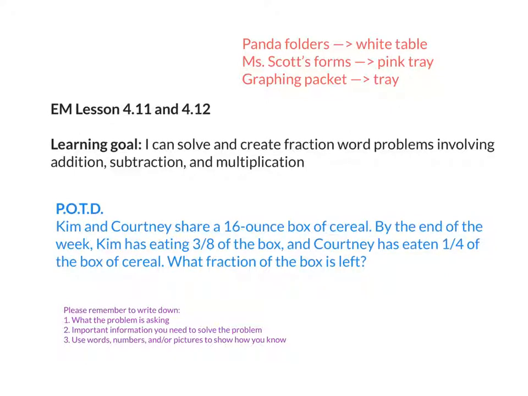Today is Tuesday, February 12th, and we are combining lessons, Module 4, Lesson 11, and Lesson 12, because both of those lessons are about solving and creating fraction word problems, okay? And not only are you going to be able to solve and understand how to do fraction word problems involving addition, subtraction, and multiplication, but you will also be asked to create or make up your own word problems when you are given a tape diagram. So you have to make up word problems that reflect a tape diagram.